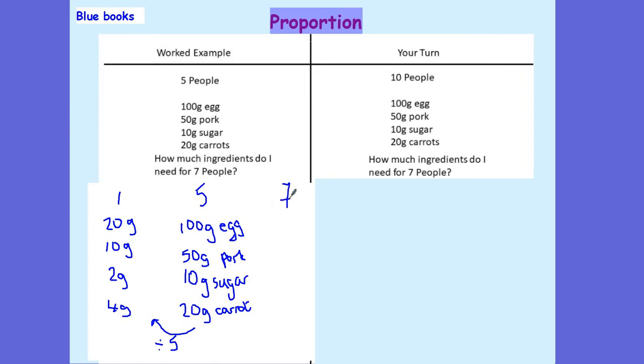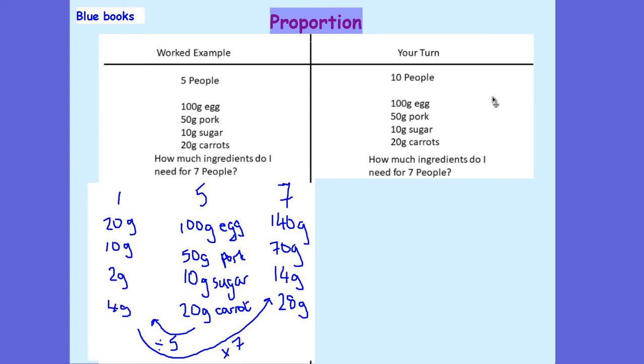But I now need to multiply all of those by 7 to work out how much I need for 7 people. So this is going to give me 140 grams of egg, 70 grams of pork, 14 grams of sugar, and 28 grams of carrots. So I've divided by 5 to work out how much I need for 1 person, and then multiplied by 7 to find out how much I need for 7 people.